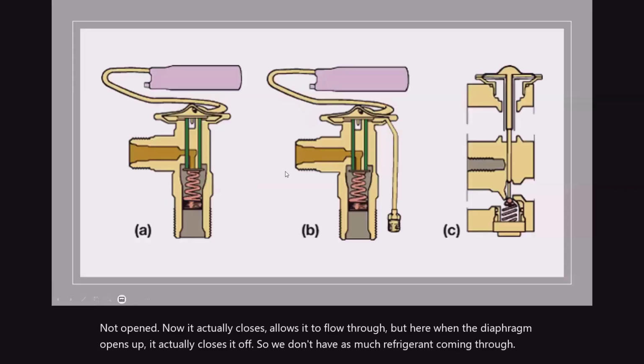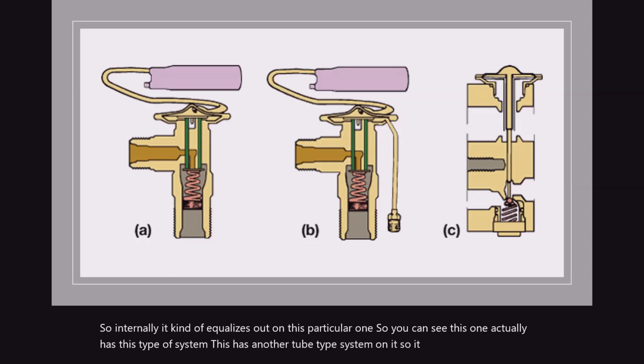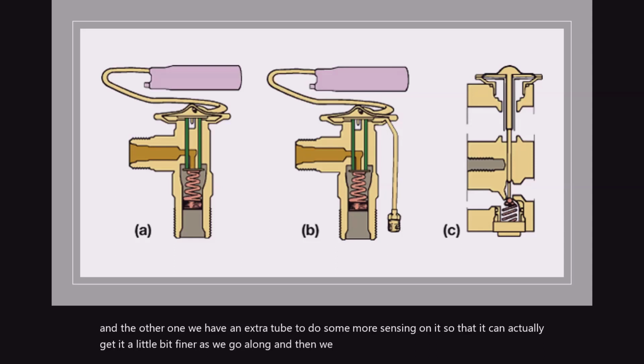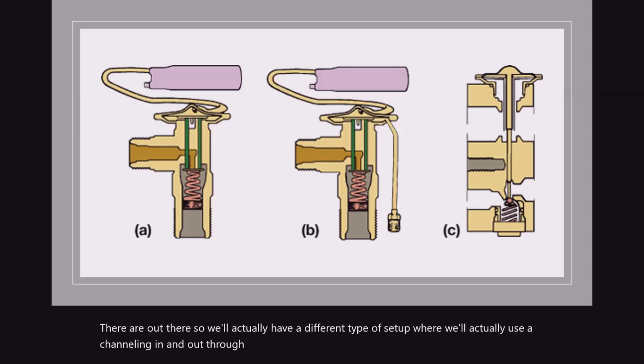So internally, it equalizes out on this particular one. You can see this one has this type of system. This has another tube type system on it. Like I said before in the other one, we have an extra tube to do some more sensing on it, so it can get a little bit finer as we go along. And then we have the ones like the expansion blocks that are out there. We'll have a different type of setup where we use channeling in and out through this block. And I'll show you a picture of a block in just a little bit here.